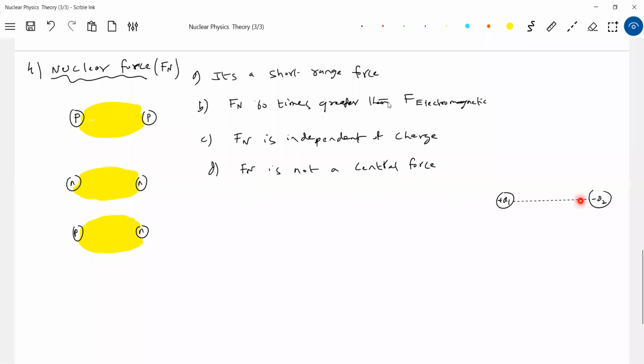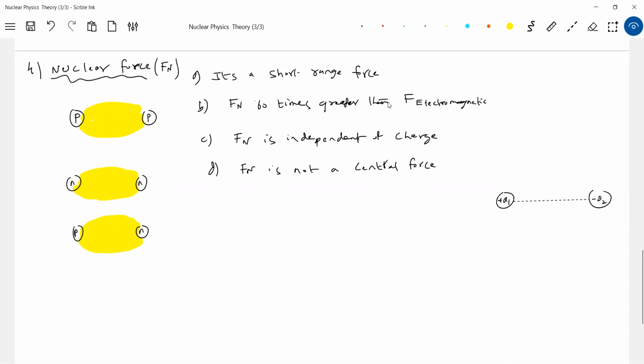And this Coulomb force is a central force. The force of interaction depends on the distance between the two charged particles, so we call that the central force. Whereas the nuclear force doesn't depend only on the distance between the nucleons. It also depends on what?